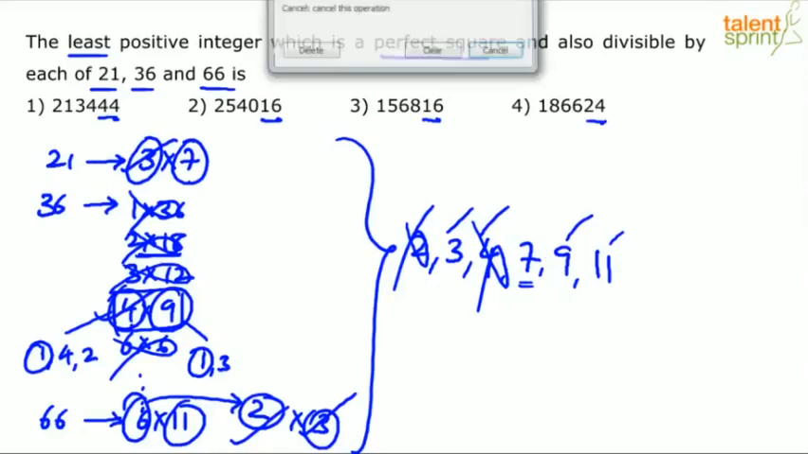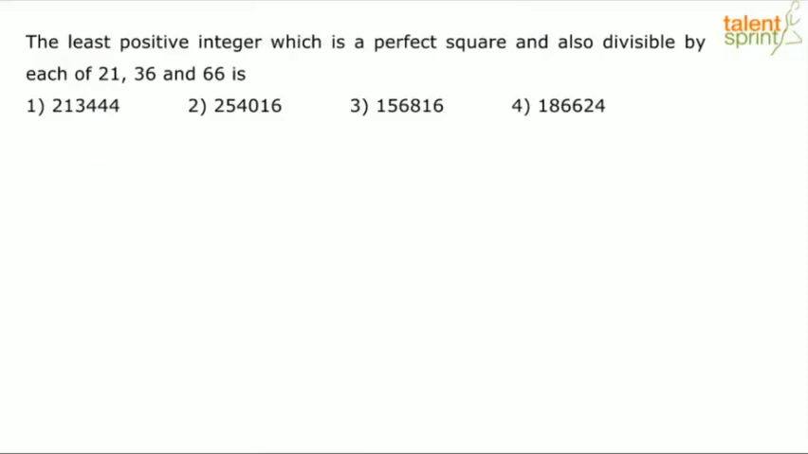So let us see the smart way of answering this question. What do we do? See, the number here has to be divisible by 21, 36 and 66. So clearly, the number should be a multiple of these three values, 21, 36 and 66. Yes or no? We are looking for a positive integer which is divisible by 21, 36 and 66. Now there are infinite numbers which are divisible by all three values. Right? So out of those infinite values, which one has to be chosen?